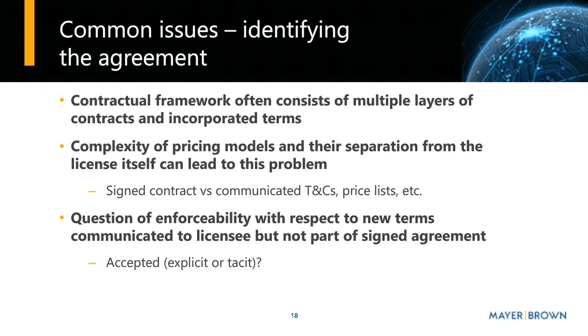The contractual framework with the biggest software vendors, certainly such as SAP, Oracle, and so forth, consists of multiple layers of contracts and incorporated terms. You might have contracts, order forms, multiple T&Cs which have been communicated over the years, different price lists, policies. And so there are very complex contractual frameworks, and sometimes, well, actually quite often, some of the terms have never been signed or explicitly agreed to by the client.